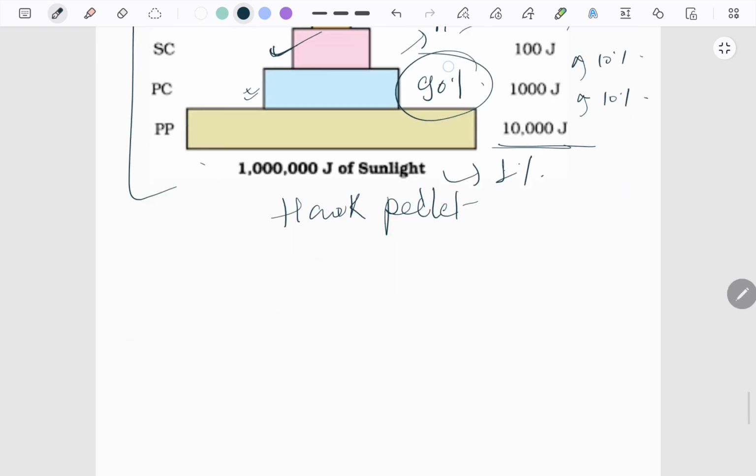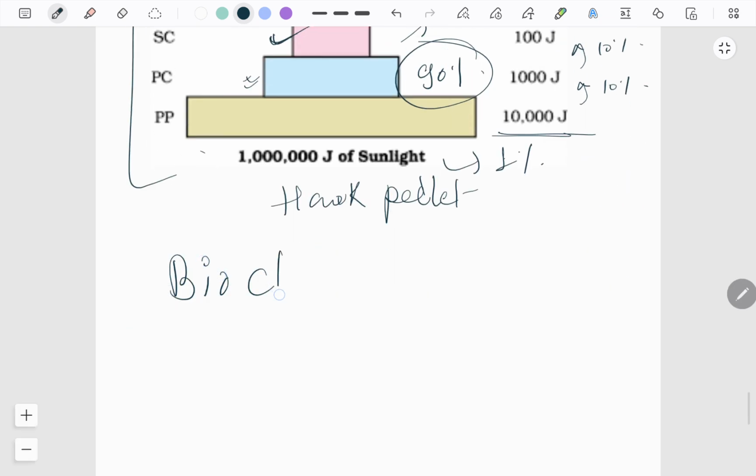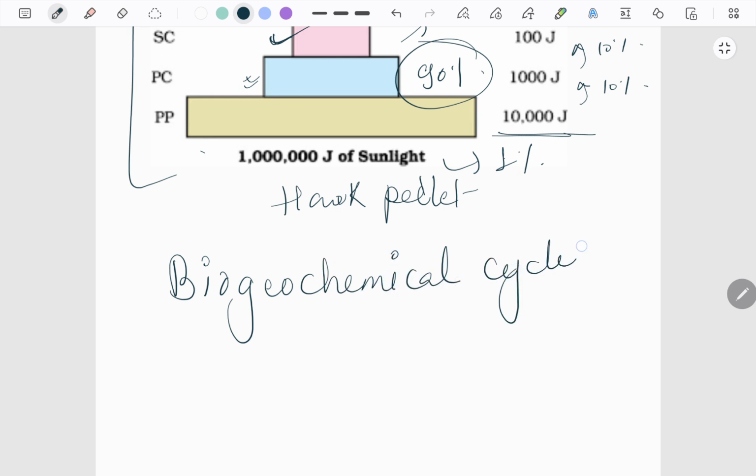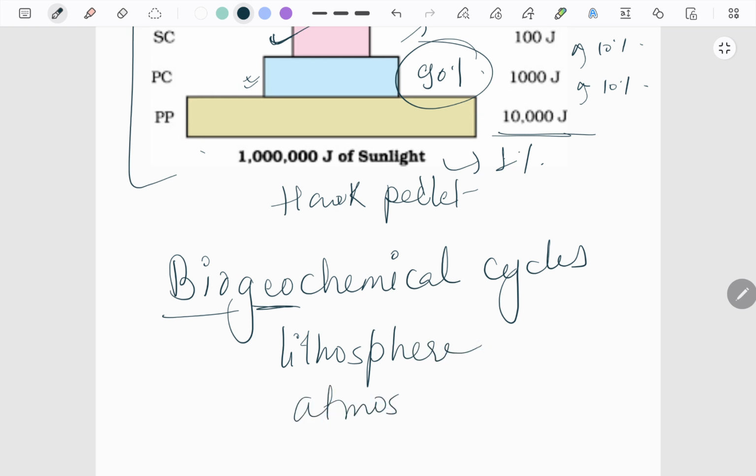Now if I say matter, matter is cycled through biogeochemical cycles, that we will study in detail later, okay? Bio means living things, so biotic components. Geo will include the abiotic components, the lithosphere and the atmosphere. Lithosphere will include the rock and the soil, from where the plants absorb the nutrients, right? And the atmosphere, from where carbon is absorbed in the form of carbon dioxide, right? So biogeochemical chemicals are cycled.